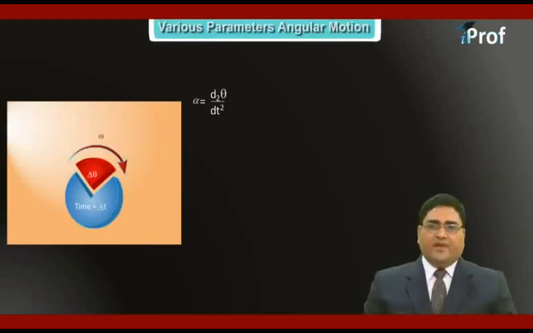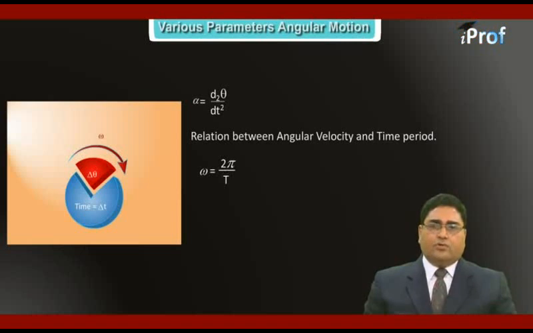What is the relation between angular velocity and time period? The relation between angular velocity and time period is omega equal to 2 pi upon capital T, because in one revolution the angle traversed by a particle is 2 pi radian. Remember, 2 pi radian is equal to 360 degree.